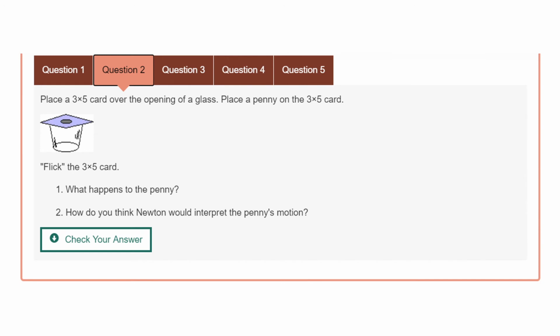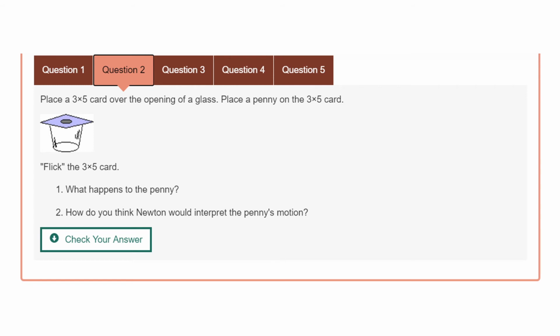It says place a 3x5 card over the opening of a glass. Place a penny on the 3x5 card. We have a picture that represents its model, and it says flick the 3x5 card. So, number 1, what happens to the penny? If you slowly move the card, then nothing is going to happen to the penny. It will stay in the same place at the top of the card.